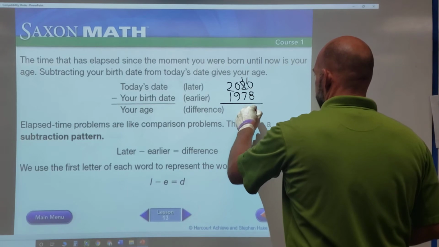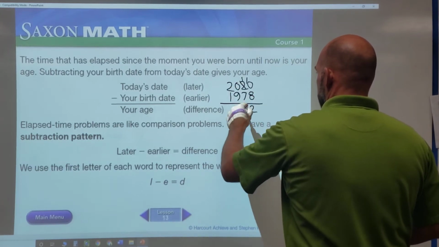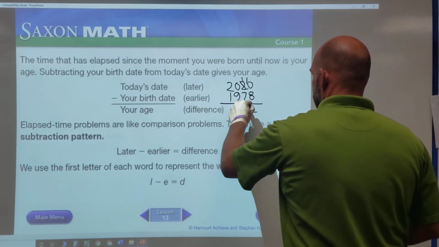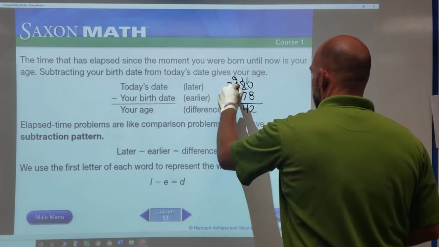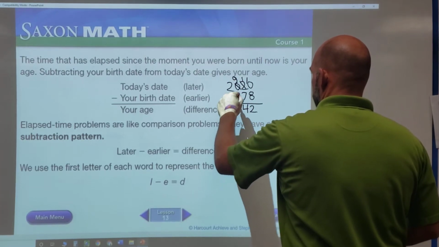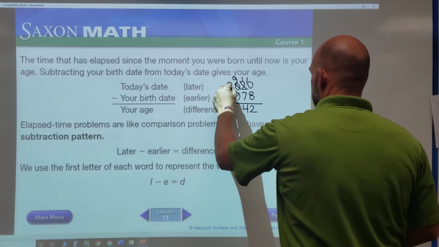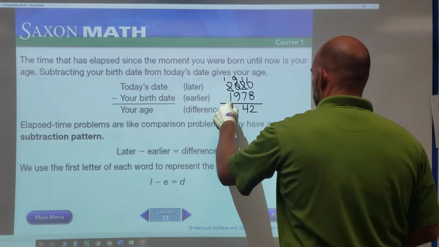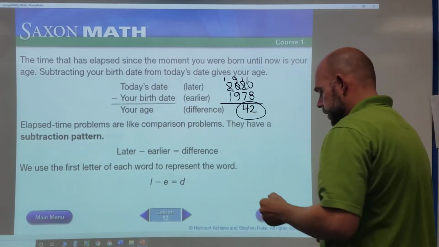10 subtract 2 is 2. 11 subtract 7 is 4. That will turn that to a 9, and that will make that 0, and we'll make that a 1, and that will be 0. So 42 years.